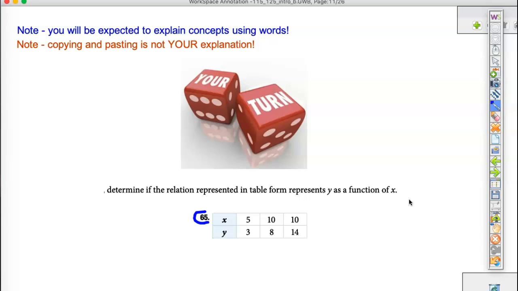What are your thoughts? And again, this would indicate no. So you also need to be able to explain, right? Why would you say no? Well, this relation is not a function because the single input of 10 corresponds to two different output values. This is why we're practicing drill, drill, drill, so that we get better and faster at it.